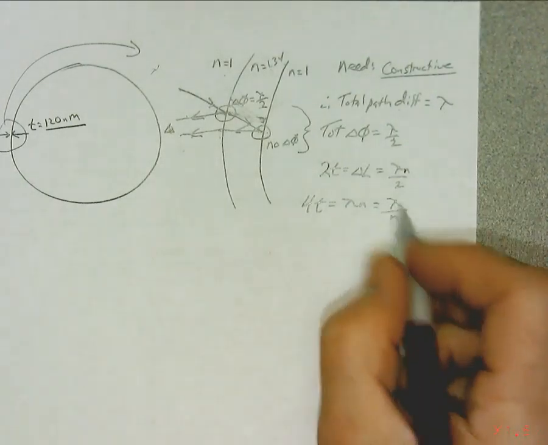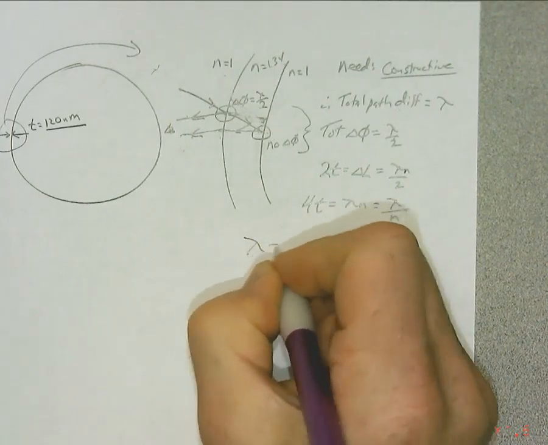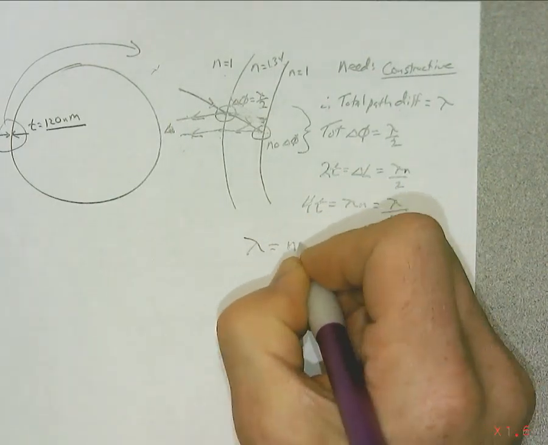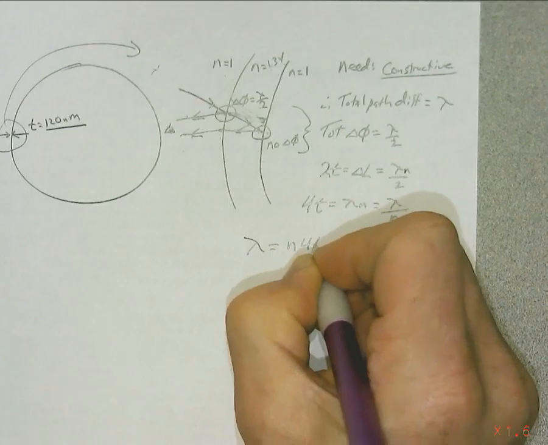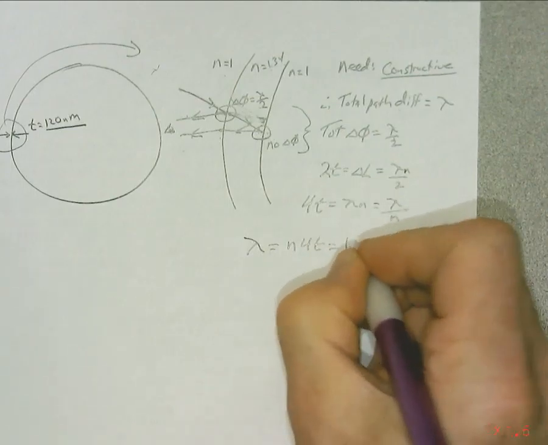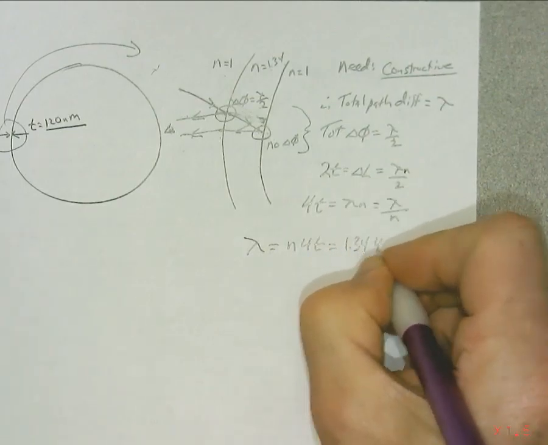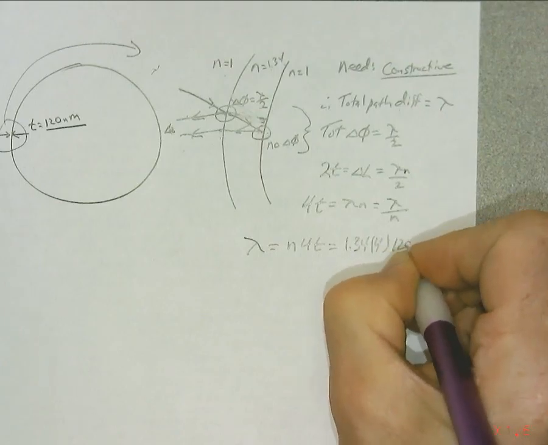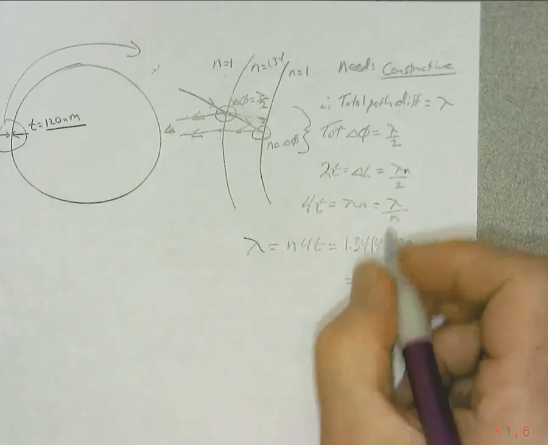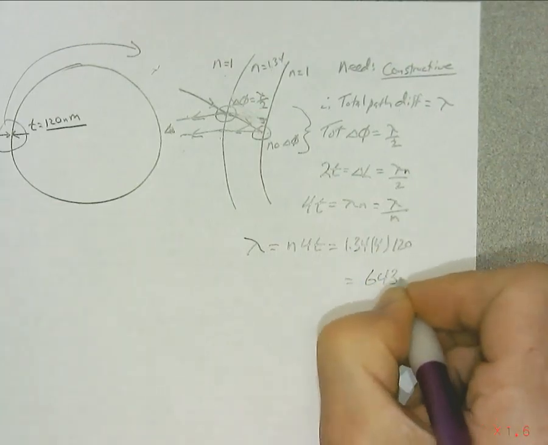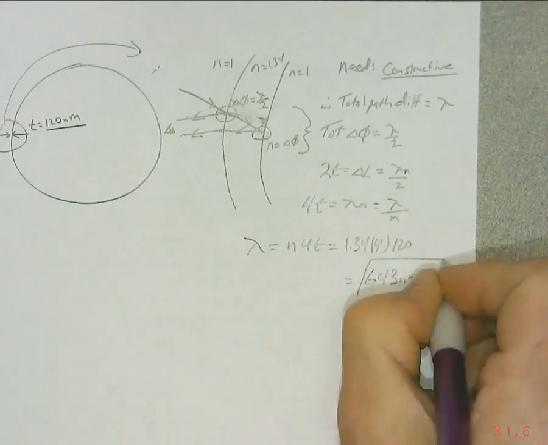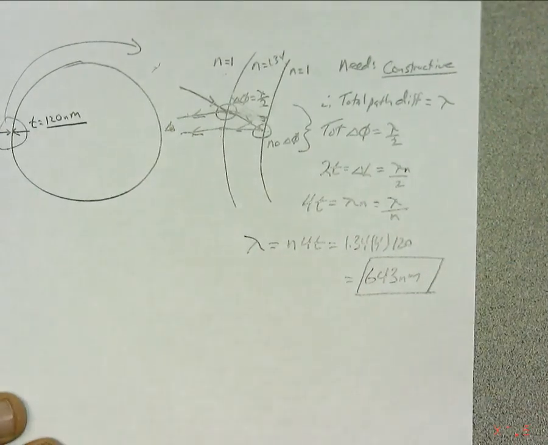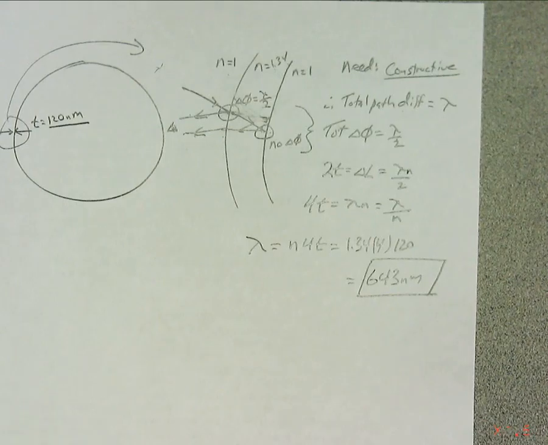So now, let's solve for lambda. Lambda is equal to n times 4 times the thickness, which is 1.34 times 4 times 120 nanometers, which is equal to 643 nanometers. And that's our answer. We have successfully challenged the soap bubble, and we have conquered it.